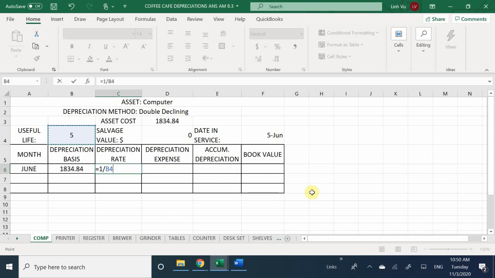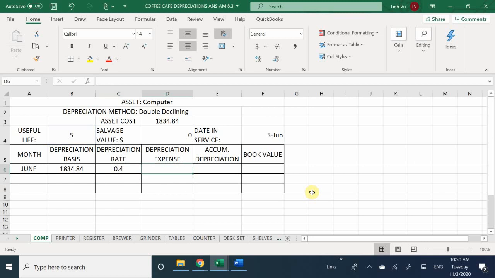I did 1 divided by the estimated useful life times 2, because this is double declining. Right, 0.4 is correct. We're depreciating it twice as much because that's what double declining is. So then what's my depreciation expense for the month of June?